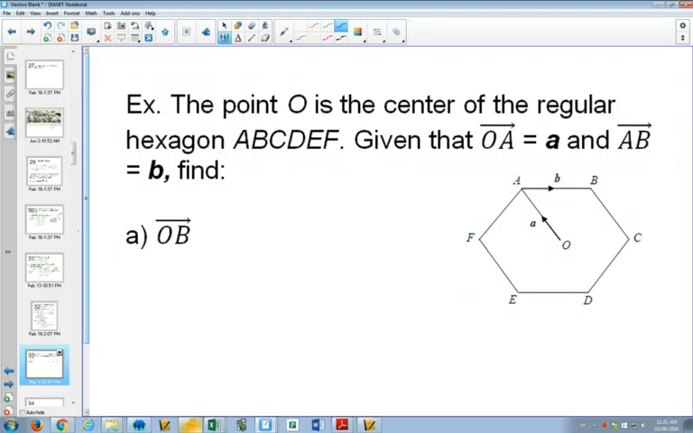So we've got a couple of vectors. We're told that O to A is equal to A, and A to B is equal to B. How could we go from O to B using those paths? Well, this one is quite easy to see. If you started at O and you went along A, and then you went along B, you would get from O to B.